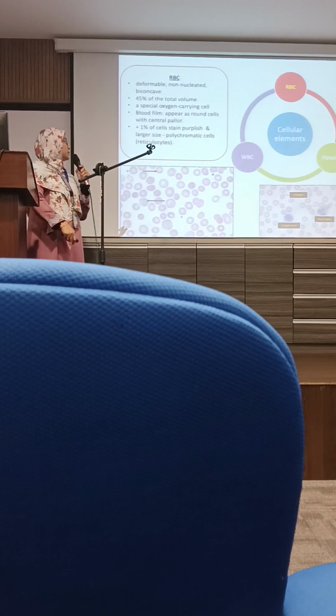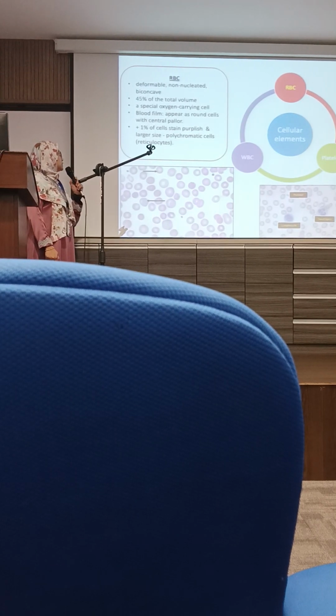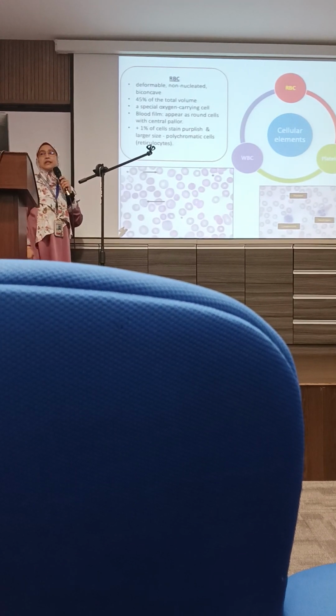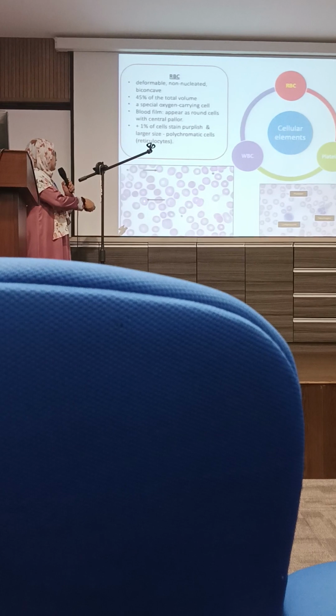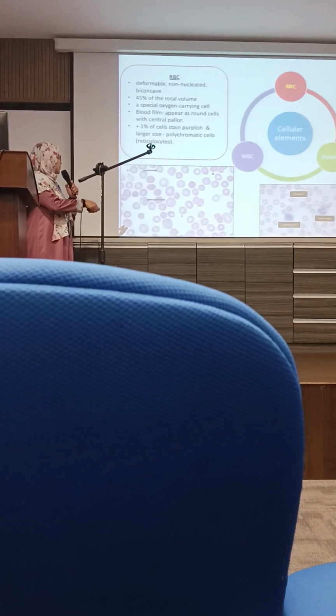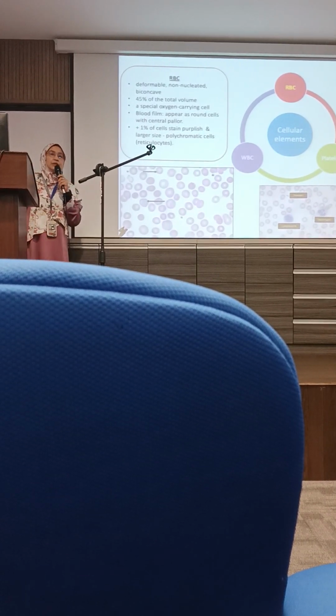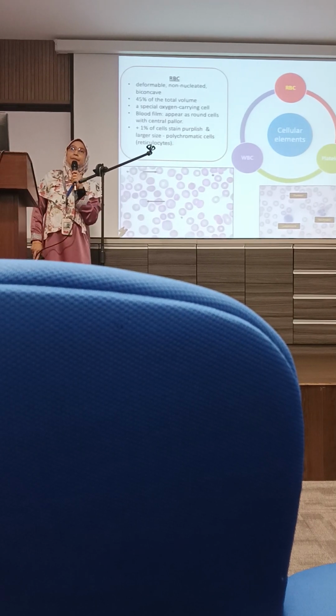And in the normal blood film, you will see about 1% of the total cell which stain purplish and have a larger size. For example, this one, dia lebih besar, and the color is purplish. Boleh beza tak? This is normal red cell. This is reticulocytes. Reticulocyte is the premature red cells. Why do you think it is purplish in color?